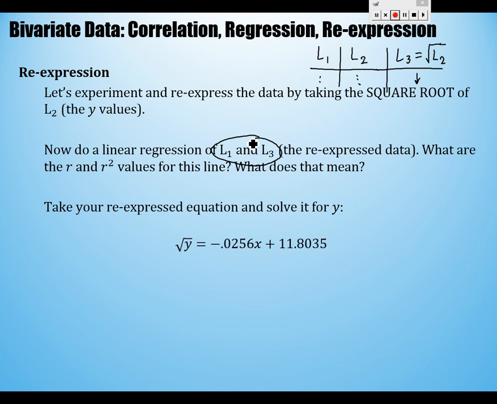In fact, you can see it on your paper as well. The regression you get should be the same thing I have. But of course, once you get that regression, realize that it's not a regression of y on x. It's a regression of the square root of y with x, right?